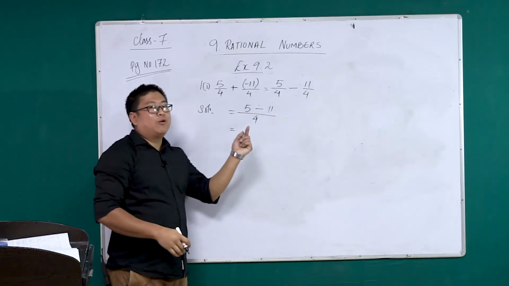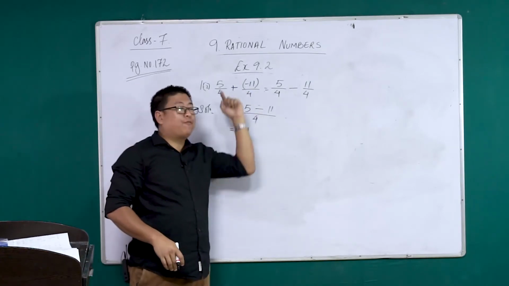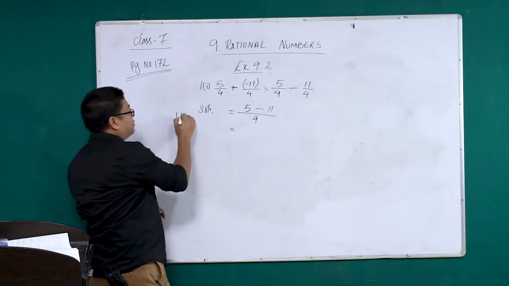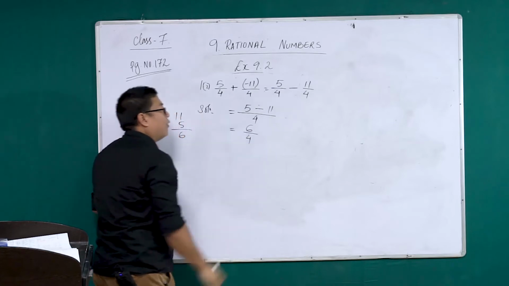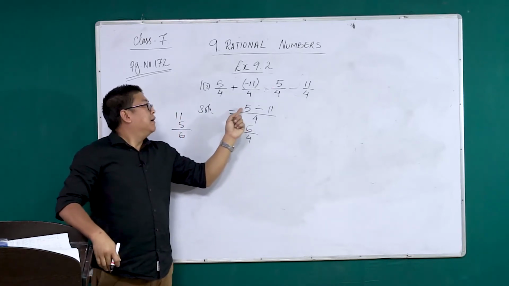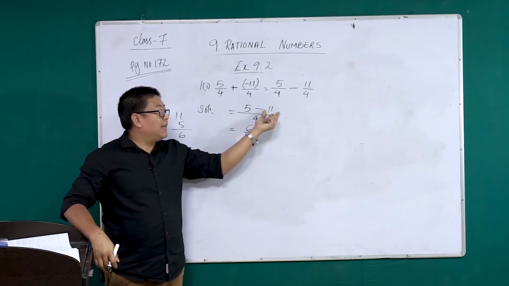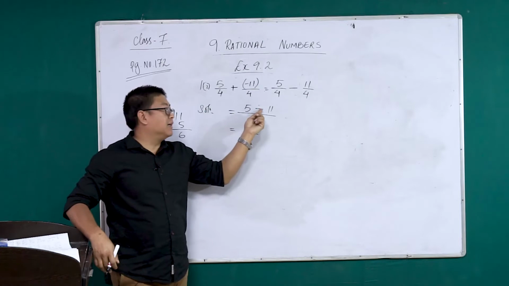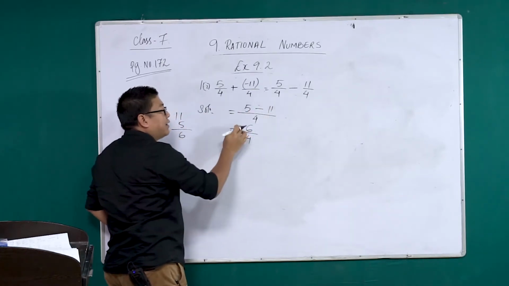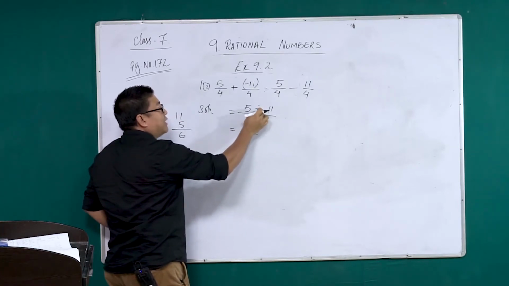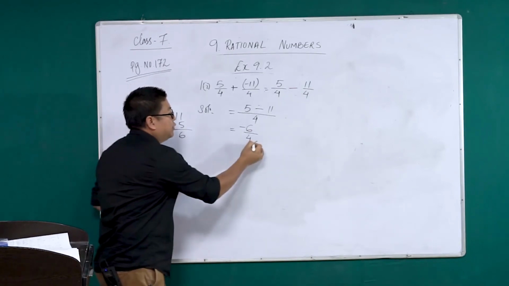Now 11 we cannot subtract from 5. What we will do is we will subtract 5 from 11, okay? So when you subtract this, you get 6. You're getting 6 by 4. But please mind that 5 is smaller than 11, and 11 has sign minus. So whatever sign the bigger number has, that sign you have to put here. That means here 11 is minus, so it will be minus 6. All right? I hope this is clear with you.